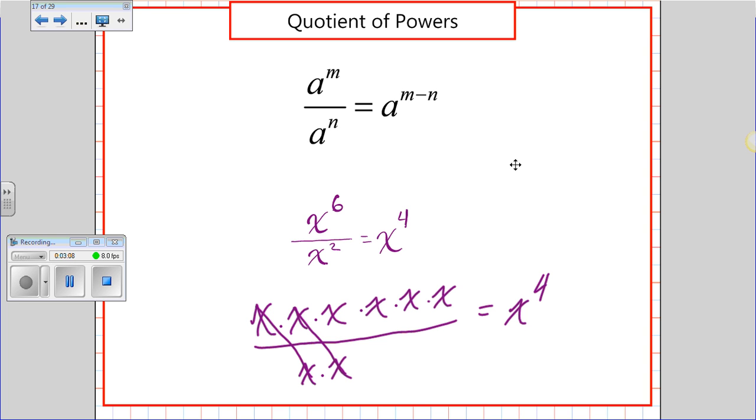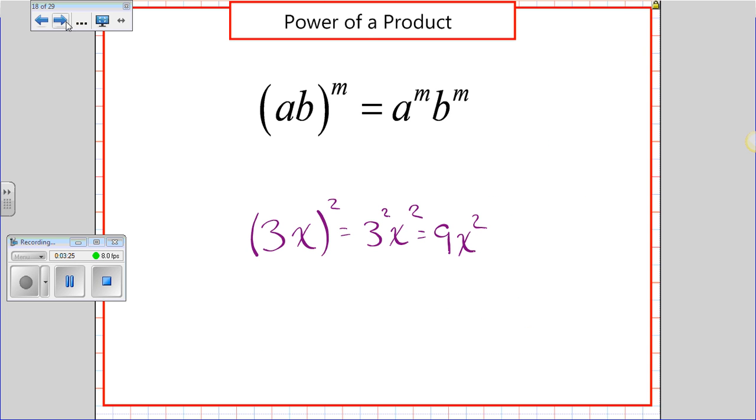That's the reason that property works. So you try this one. X to the 9th over x cubed. Hopefully you got x to the 6th. I bet you did. All right, moving on. The power of a product. Now remember, product means multiplied together. So this is a times b. They're being multiplied together, and then I'm going to square.